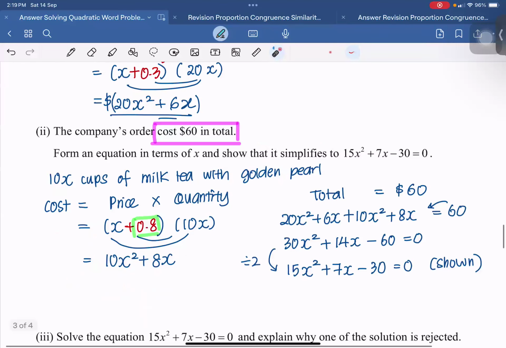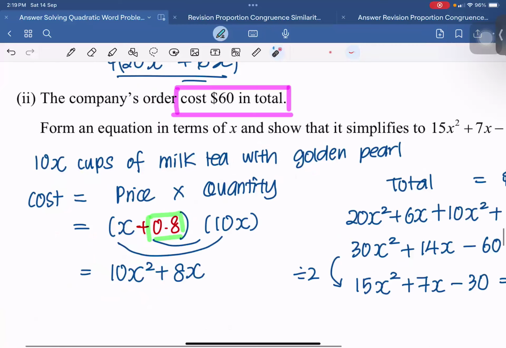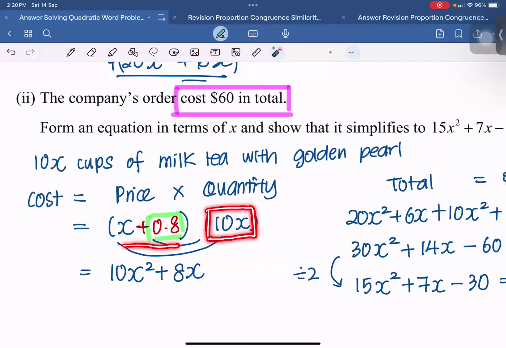Let's take a look at our question again. Price times quantity. Remember, I got 10x cups. So the price is now X plus 0.8, right? So I multiply 10x times x, which gives you 10x squared. Remember to square. Then 10x times 0.8 gives you 8x. Okay, I hope you are okay with this portion.